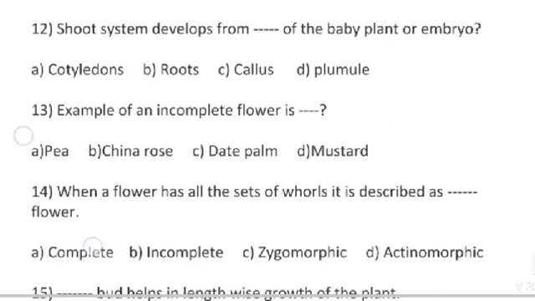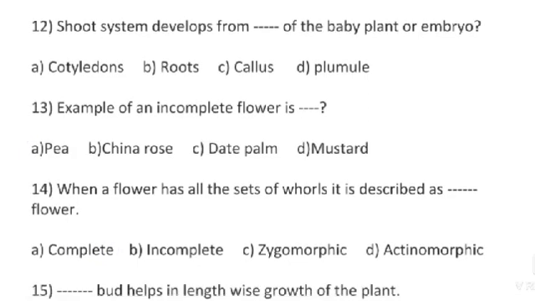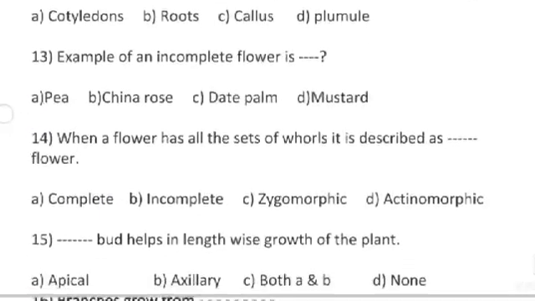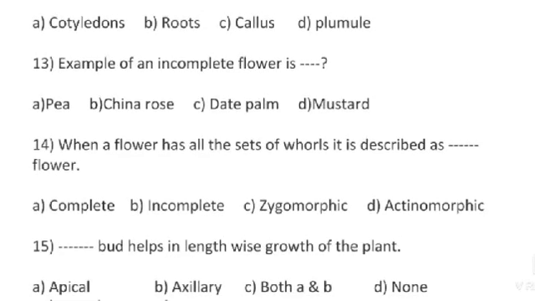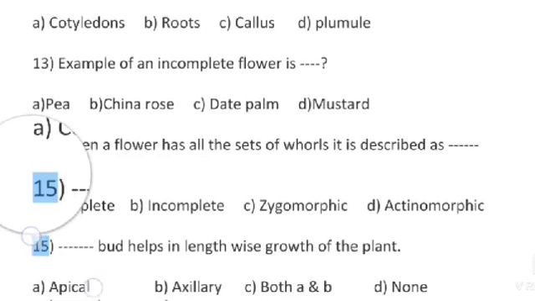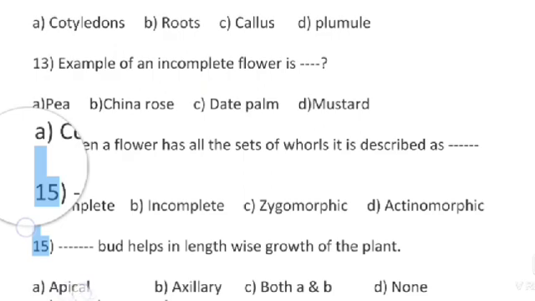Complete flower. Question number 15. Dash bud helps in the lengthwise growth of the plant. A. Apical, B. Axillary, C. Both A and B, D. None of these. The answer is A, apical. Thank you.